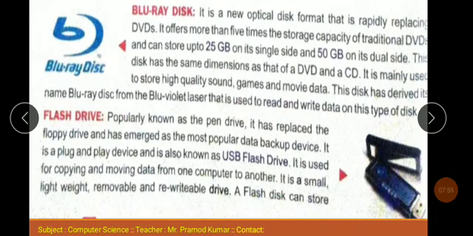Flash drive, popularly known as the pen drive, has replaced the floppy drives and emerged as the most popular data backup device. It is a plug and play device and is also known as USB flash drive. It is used for copying and moving data from one computer to another. It is a small, lightweight, removable and rewritable drive.